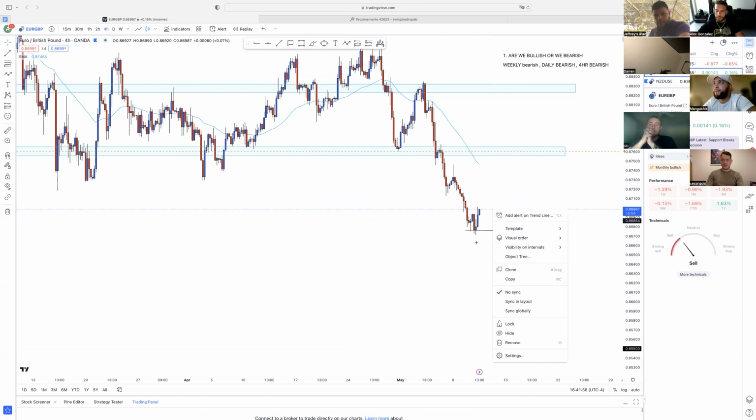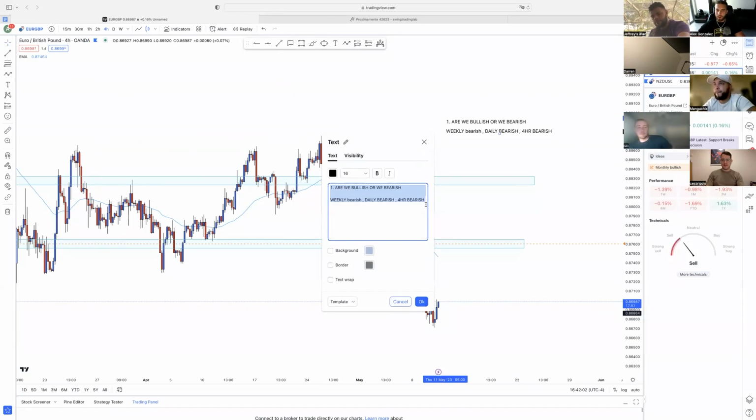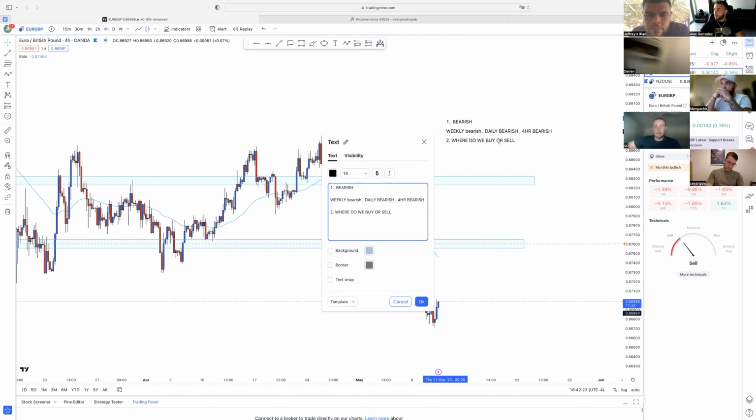That's because we have the majority of the time frames in sync. So the most logical thing would obviously be to sell, because we are bearish. So are we bullish or bearish? We understand that we are clearly bearish. Now confluence number 2 that would come in is, where do we buy or sell? Clearly, in this equation, we are only looking to sell because we are bearish.